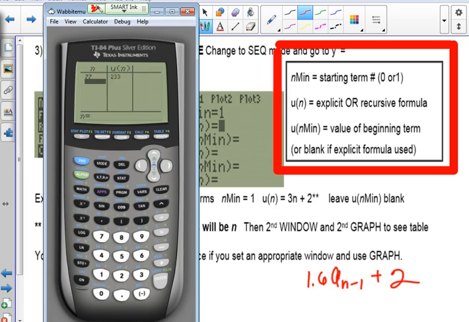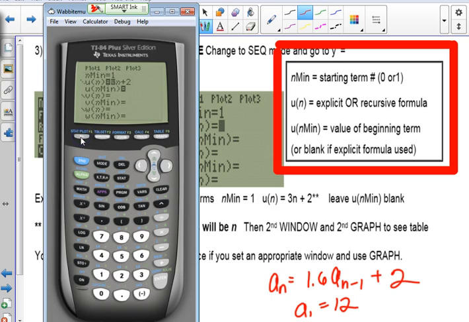What else do we have to know, though, if it's recursive? The first term. Okay, let's start with 12. By the way, this is probably not going to give us an exact answer, but that's okay. We're going to go back to the definition of the sequence, the y equals key. Everybody good? This little notation, u sub n, they don't do subscripts. So we just have to use u sub n minus 1, but you have to use a particular u on the calculator.